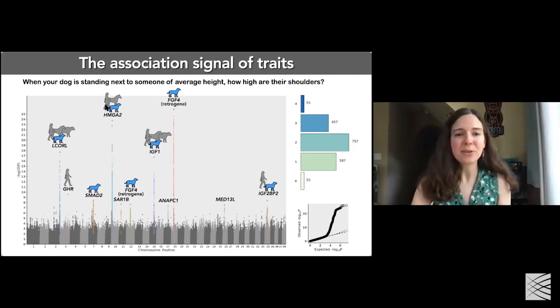But the blue dogs here indicate that genes in this region have previously been found associated with body size differences in dogs. And the gray icons indicate that those genes have been found associated with height differences in other mammals as well. So this approach seems to be working very well.